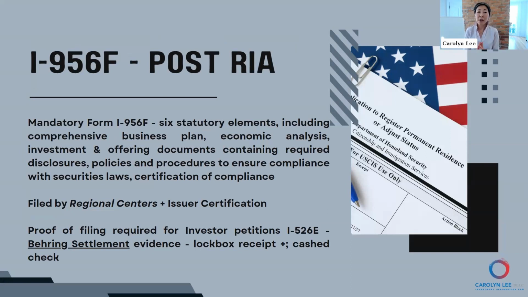So now we have the I-956F. F relates to the sub-paragraph in the RIA where this filing and the requirements are described, 203(b)(5)(F). It's mandatory now, so that's different. Every project fundraising has to file the I-956F. And the F has 6 statutory elements, including our almost all-important comprehensive business plan, economic analysis, investment and offering documents, your private placement memoranda, subscription documents, the partnership agreement or the operating agreement, depending on the form of the NCE.